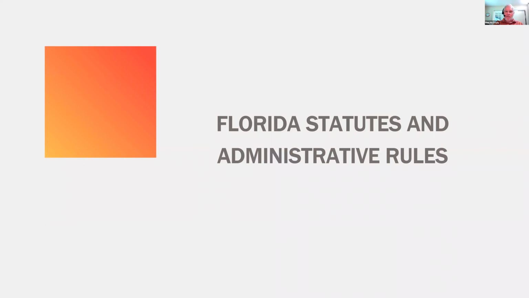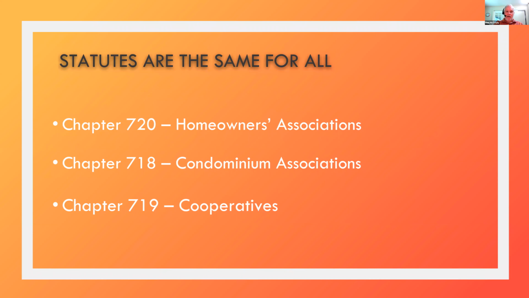So let's start with the Florida statutes and the DBPR administrative rules. Now, electronic voting began with the statutes being changed in July of 2015. Not much happened then, but here's what the statutes said at that time. First of all, the statutes regarding electronic voting are the same for homeowners, condos, and cooperatives. So I can cover this in one quick sweep because they are all the same.